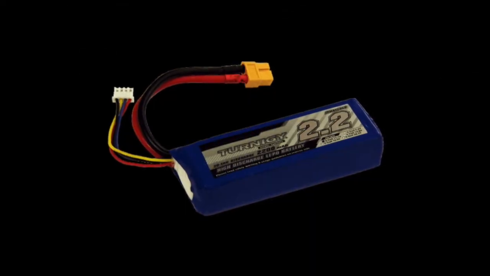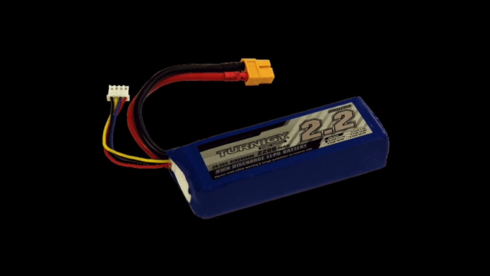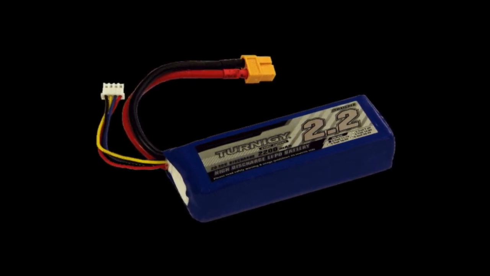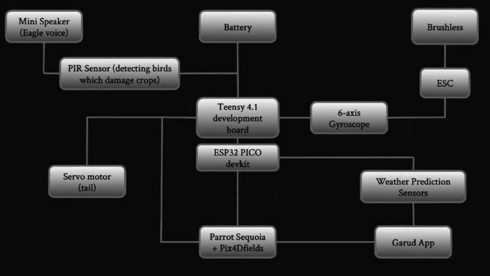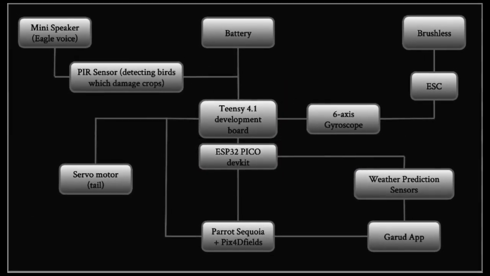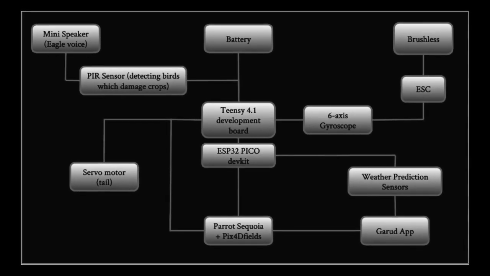And this being Garud's main battery source, which is the lithium polymer battery, this will be connected to a Joule-Thief circuit for increasing the duration and serving as a power reserve. And finally, we have a flowchart describing how all the electronic components will be synced together in Garud.